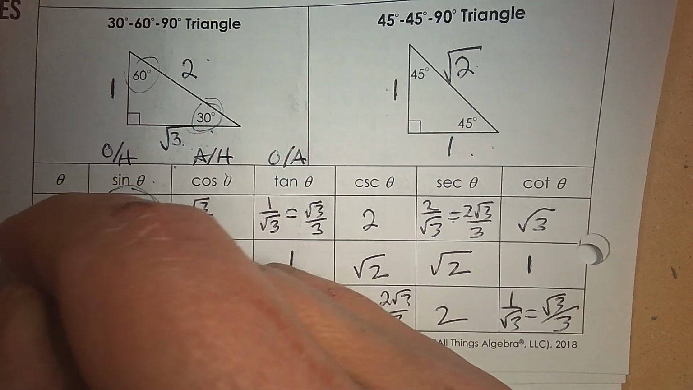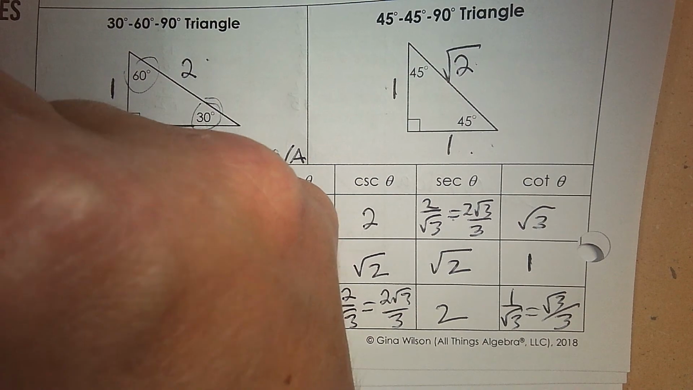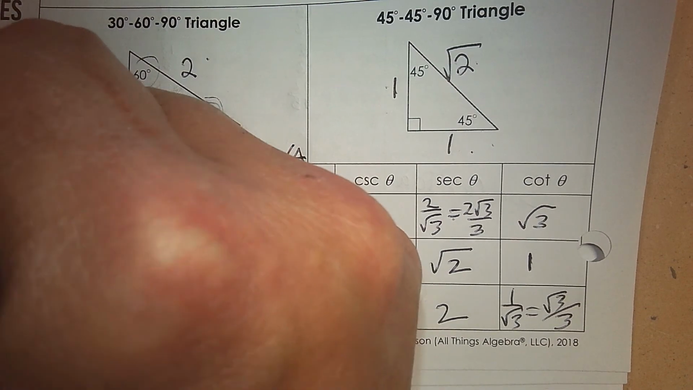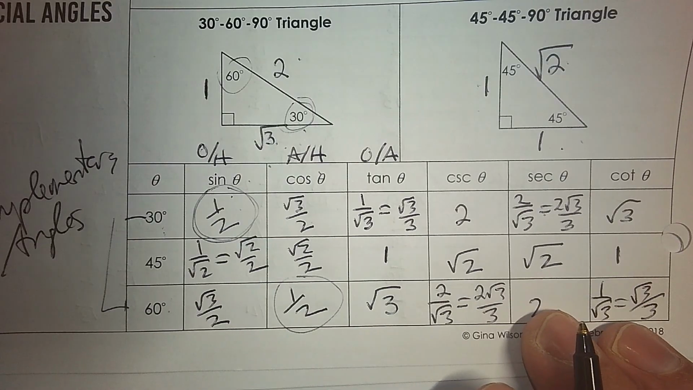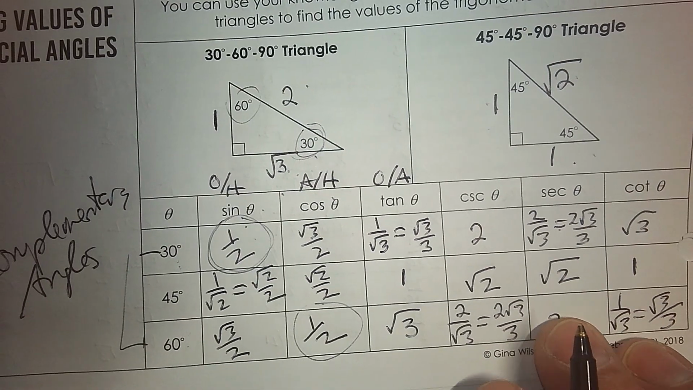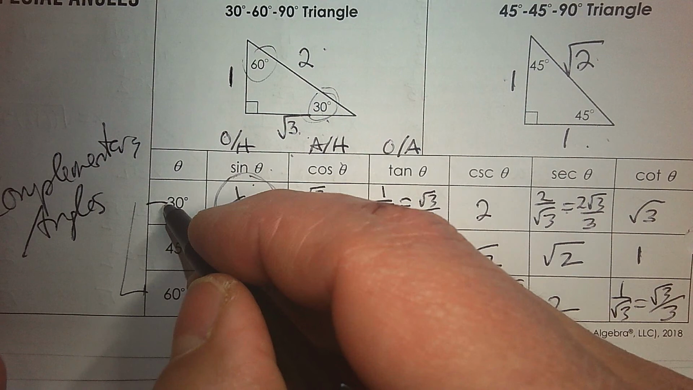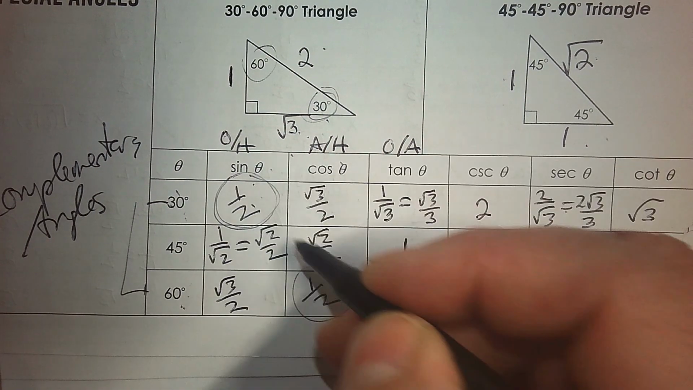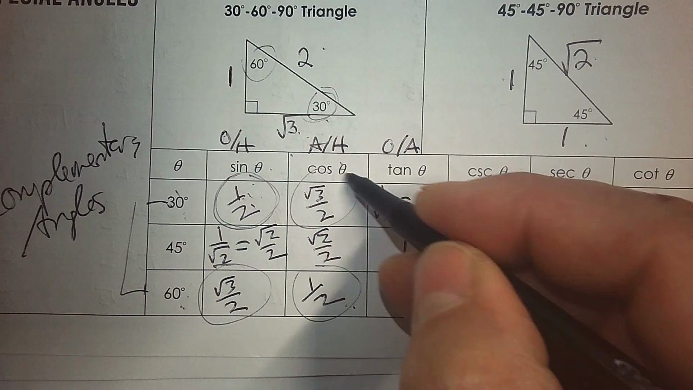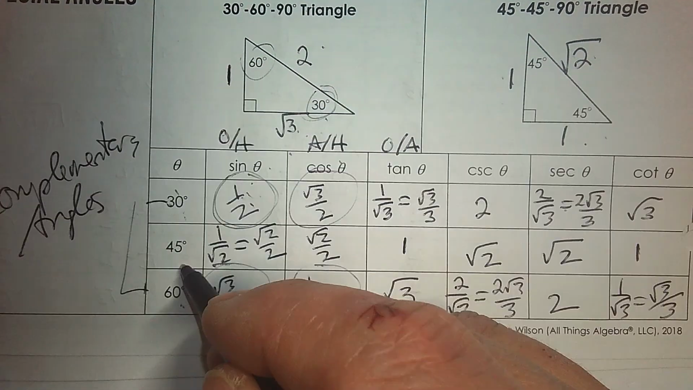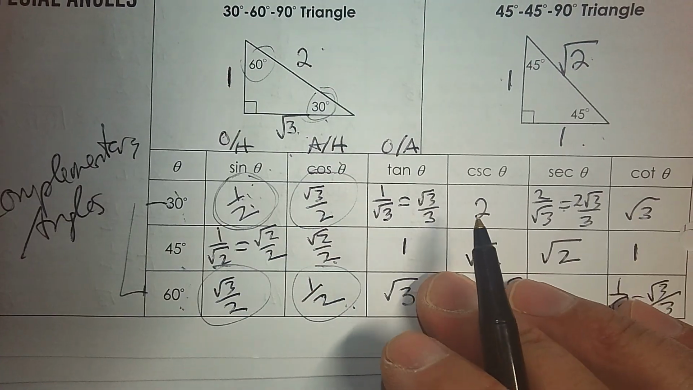30 and 60 are called complementary. Have you ever heard that? That's two angles that add up to 90. For trig ratios, if the angles add up to 90, their answers are the same. Like, do you see root 3 over 2 and root 3 over 2? Or 45 and 45? Those are all what? Complementary, right? They add up to 90. And their answers are the same.